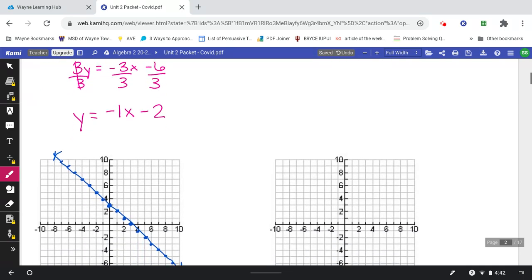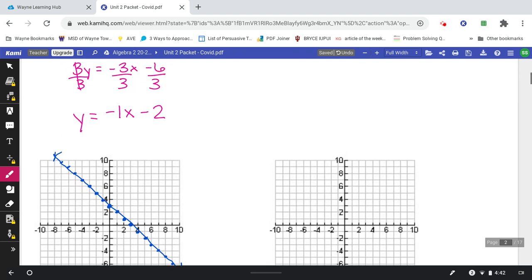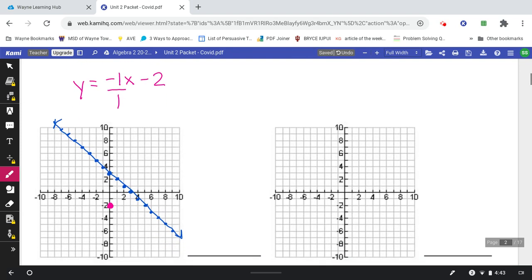So what I'll do is I'll now graph that line. Start by going down 2 on your y-axis. And then, just to make sure you're focused on the rise over run, put that 1 over there. You're going to go down 1 and forward 1, down 1, right 1, down 1, right 1.